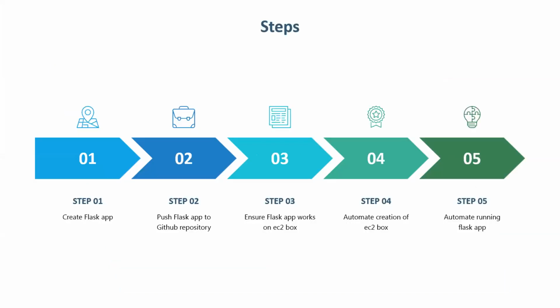Once again, the steps: we need to create our Flask app. We need to push the Flask app to a GitHub repository and ensure that it's working on an EC2 box manually. After that, we're going to start automating everything by automating the creation of the EC2 box and automating the running of the Flask app in that EC2 box. Since we're short on time and this is a webinar, I have a GitHub repository that you can fork, and all the files are there. All you will have to do is run the app for it to work. But these are the types of things we do when training our students.